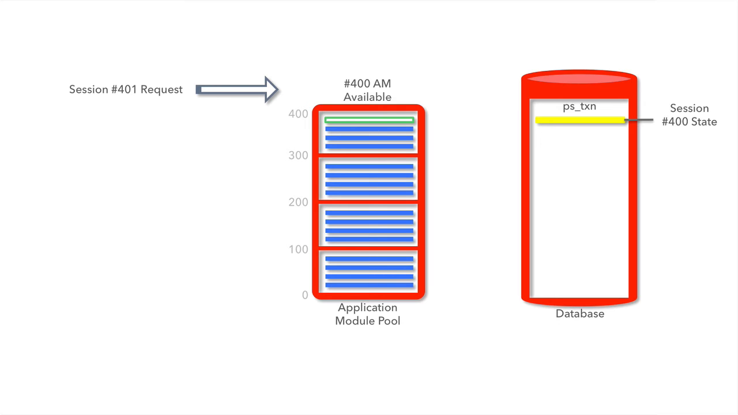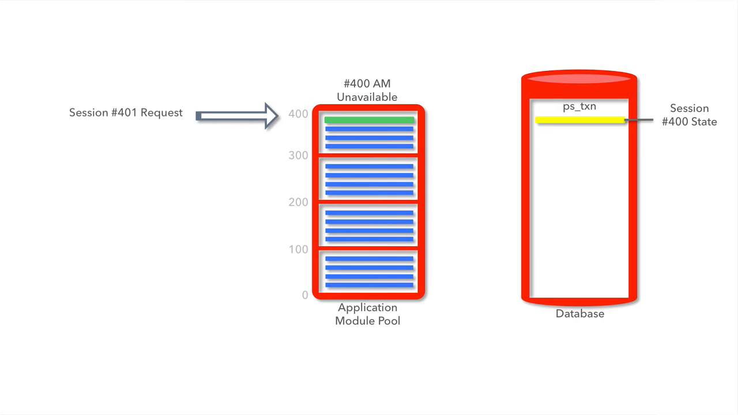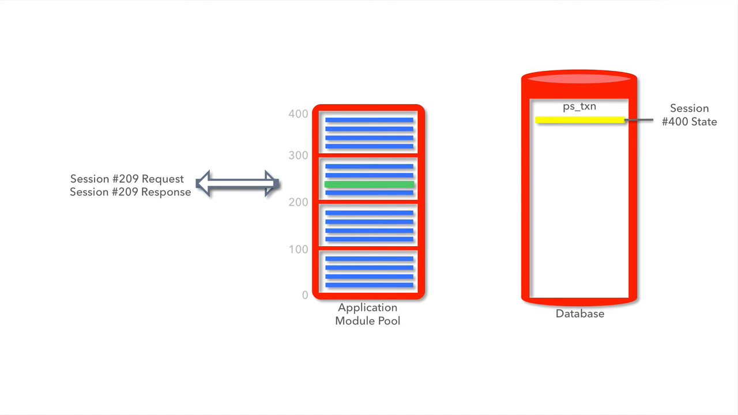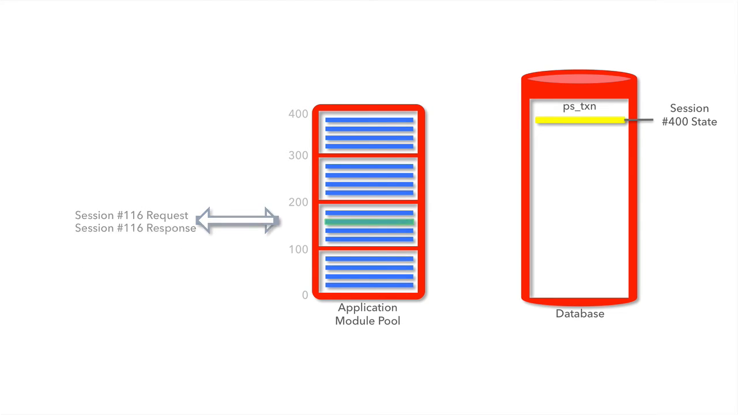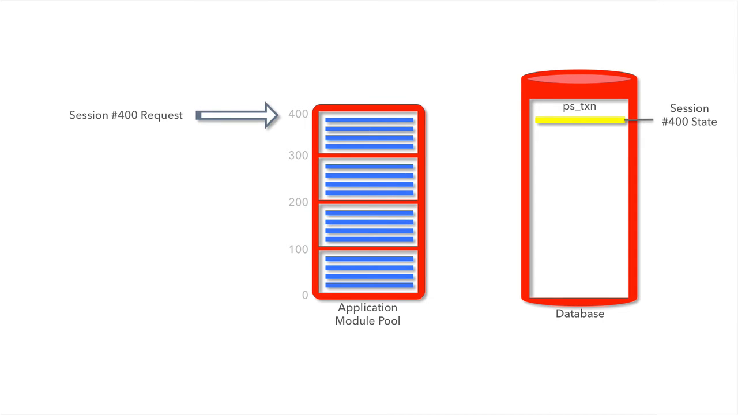Once the state of the 400th AM is passivated, the actual AM itself can be reset and made available for a different session to make use of, in this case the 401st session. Thus, the 401st session and its request and response can then be processed even though we hit the pool limit. Now, meanwhile, other sessions and requests are still coming and going. Here we have 209, 4, 116, but eventually session 400 will return.